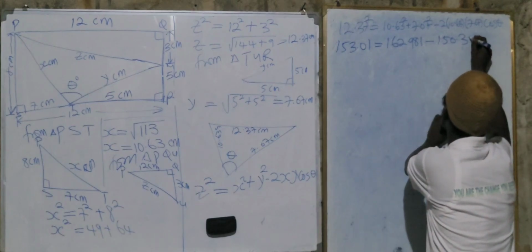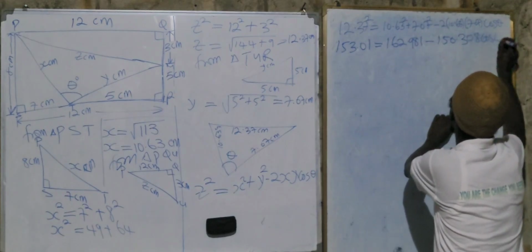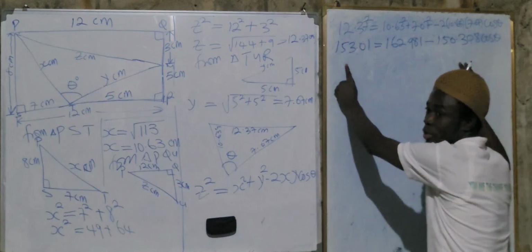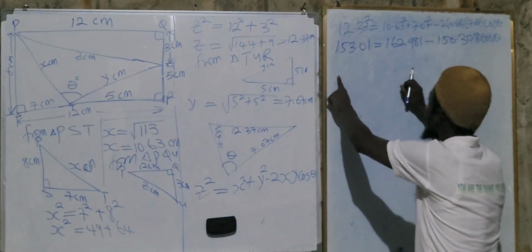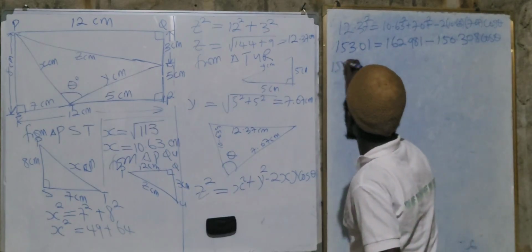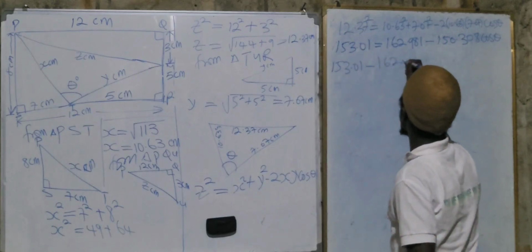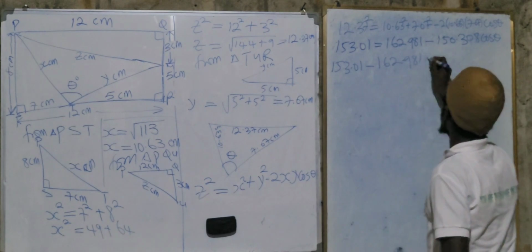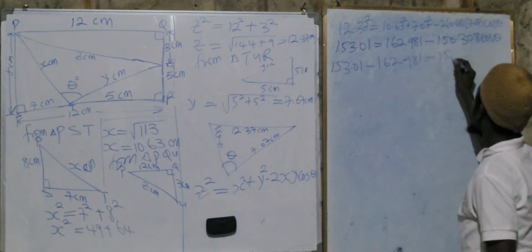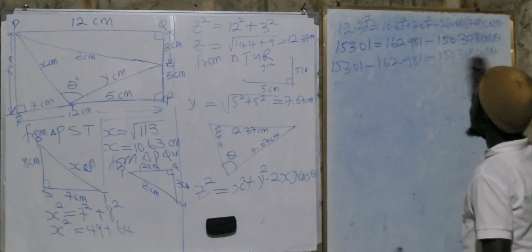150.308, right? Cos theta. Are we okay? Take this one to this side here. Now these are 2 decimal points, that is 3. Okay. Now we have 153.01 minus 162.981 minus 150.308 cos theta, right? Subtract that.